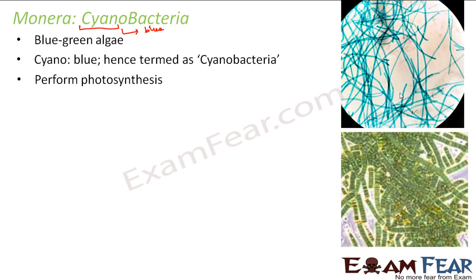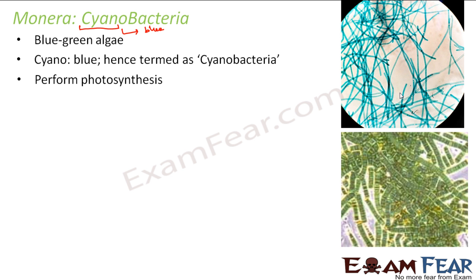They perform photosynthesis, as I told you in one of the previous slides. Cyanobacteria is an example of autotrophic Monera, right? Autotrophic means they can prepare their own food. Now, how do they prepare their own food? By the process of photosynthesis. What is photosynthesis? It is a process in which, in presence of sunlight, the organisms can prepare their food and store it in them.